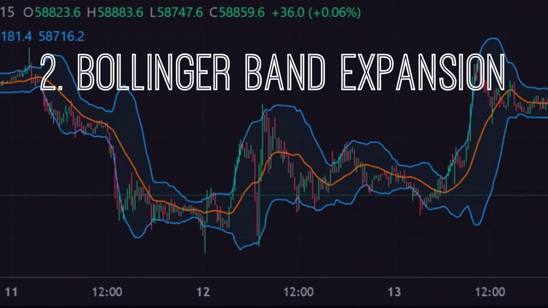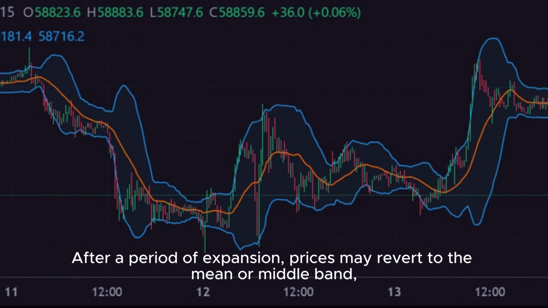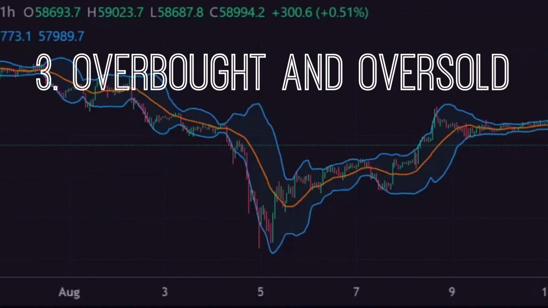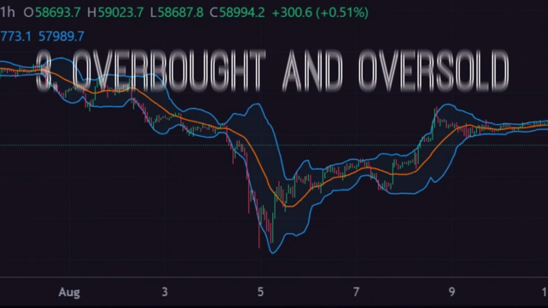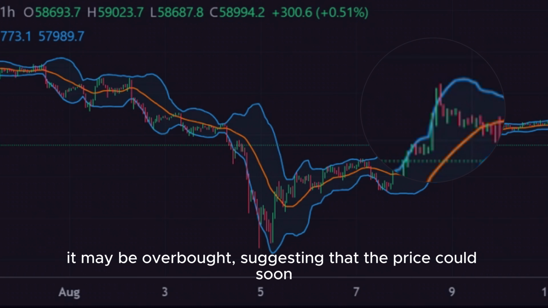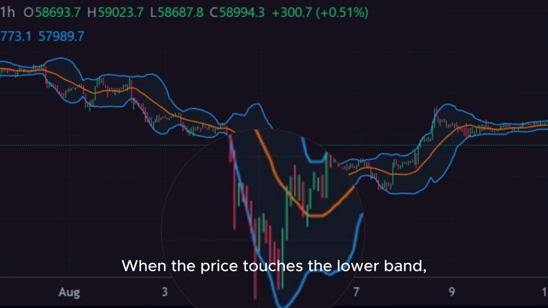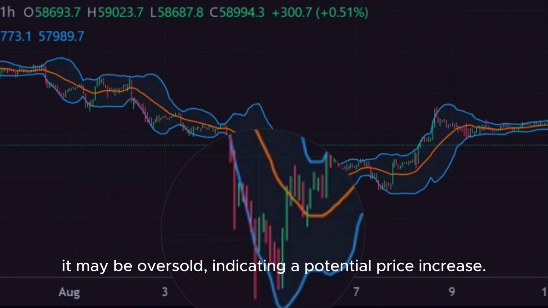2. Bollinger Band expansion. When the bands widen, it indicates increased volatility. After a period of expansion, prices may revert to the mean or middle band. And 3. Overbought and oversold conditions. When the price touches the upper band, it may be overbought, suggesting that the price could soon decline. When the price touches the lower band, it may be oversold, indicating a potential price increase.